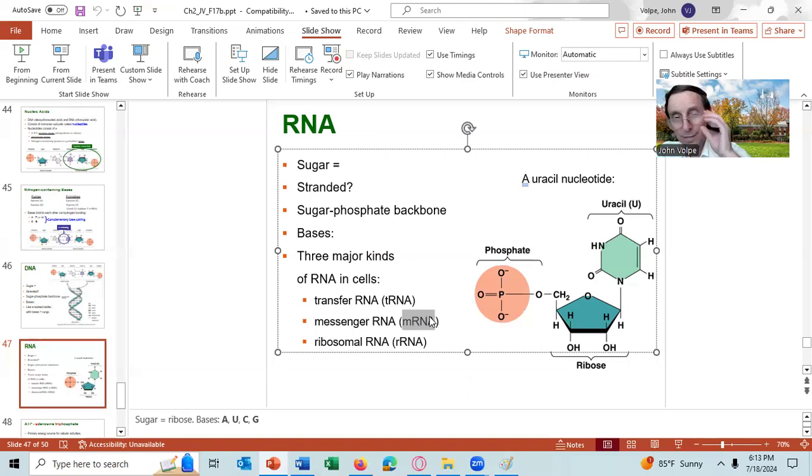I would say it's only some. Yeah, it's only some. The genes for tRNA, the genes for messenger RNA, and the genes for rRNA will be transcribed to make RNA. All of the genetic material, which is not a gene, will not be transcribed.